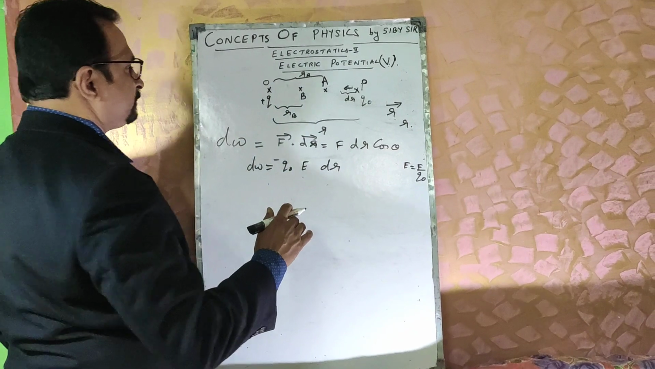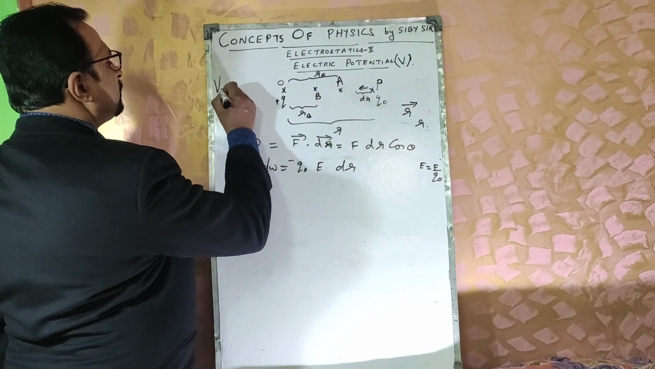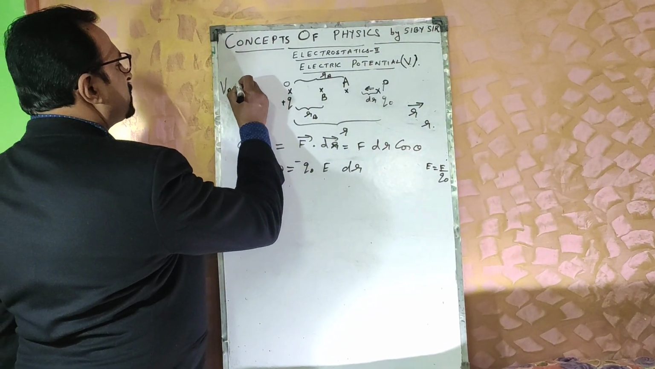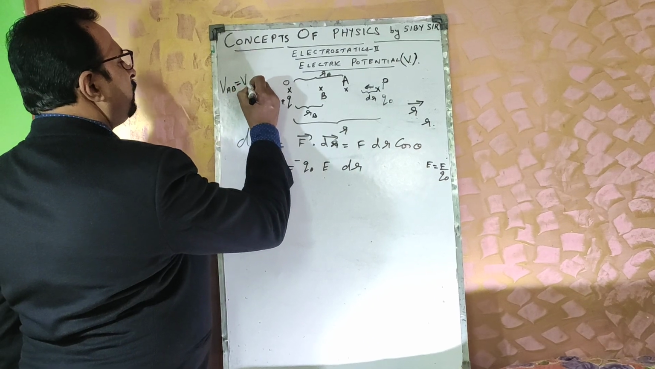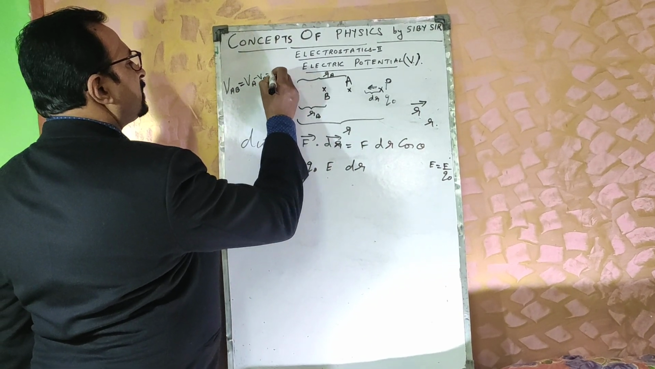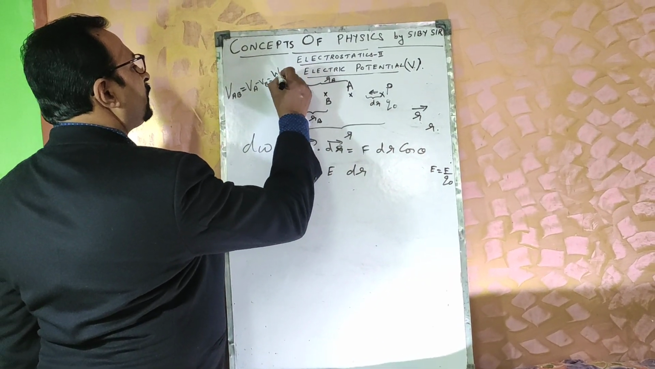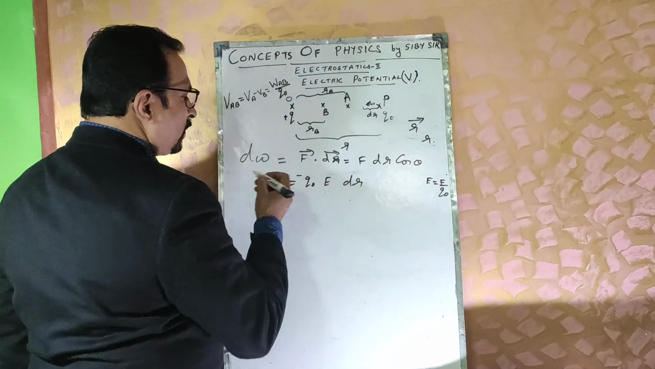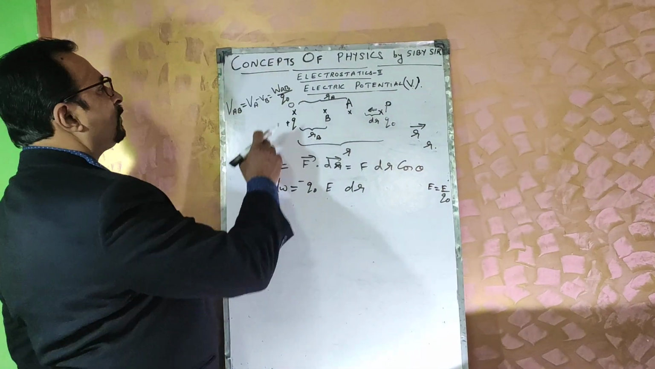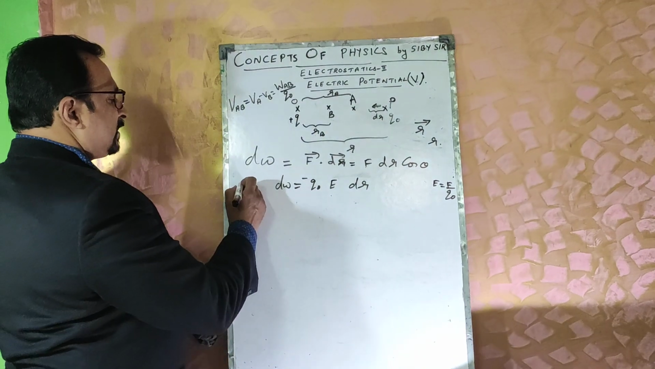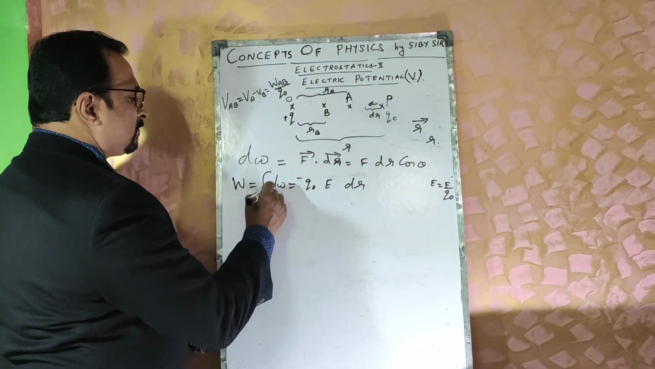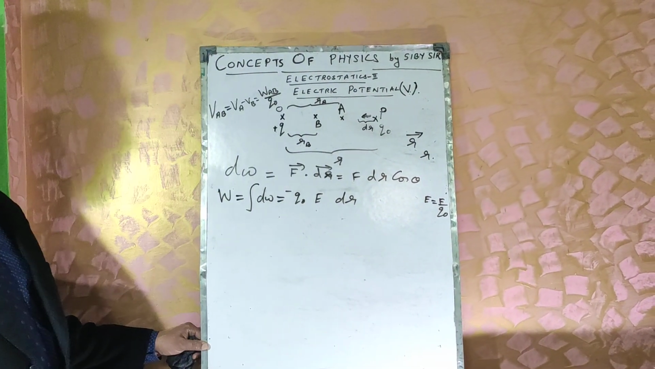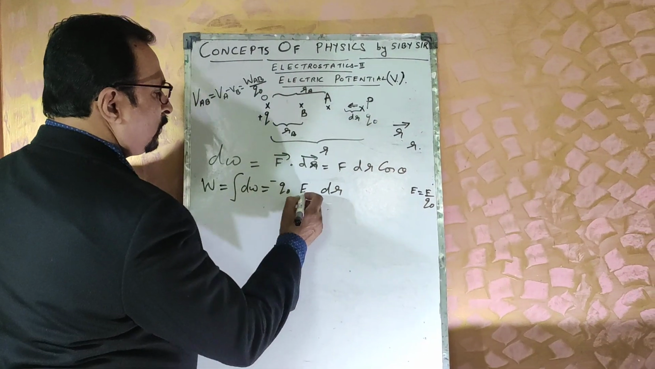Now, what is your aim? You need the potential difference between A and B. Potential difference between A and B, VA minus VB is equal to WAB by Q naught. So you got dW. From dW, how to reach W? The simple method is integration. So W is equal to integral dW. So integration of minus Q naught E dr.